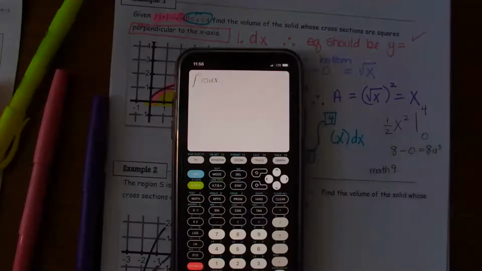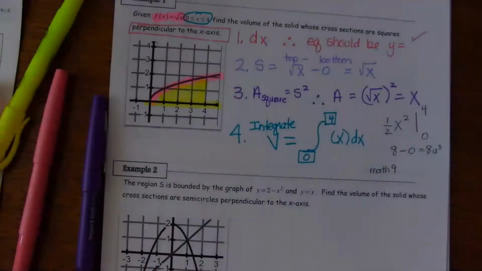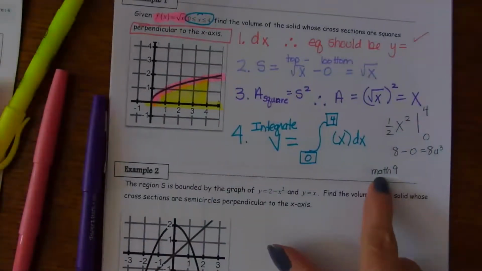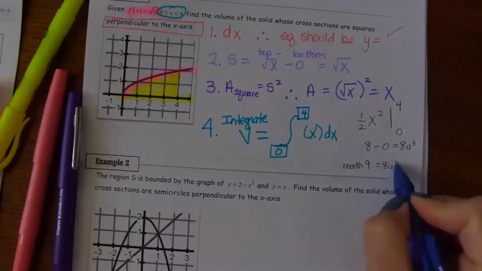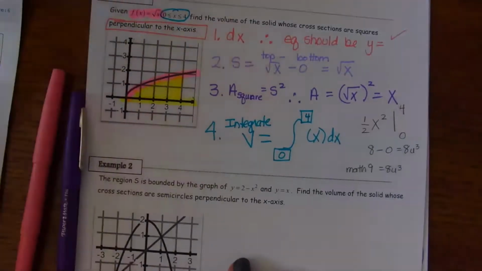I want to see you really working. Don't copy what I have, because what if I punch it in wrong? Y'all are all athletes. A lot of you play a sport or music of some kind. Can I get good watching someone play the piano if I don't play? No. Can I get good at anything if I watch it? No, I've got to actually do it. So y'all use your calculator or your phone and make sure that when you type in math 9, you still get 8 units cubed. We have to get the same answer.